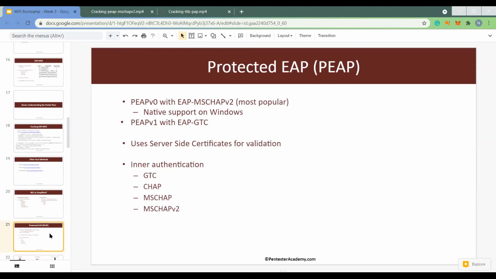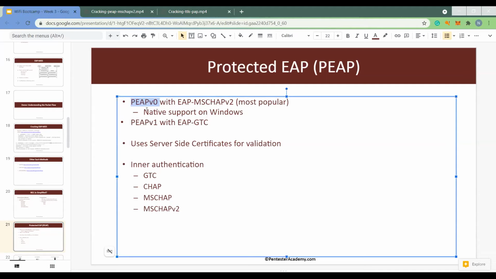So first, let's talk about PEAP, which stands for Protected EAP. EAP again is Extensible Authentication Protocol. In PEAP, you will see PEAP v0 and PEAP v1 as two variants. PEAP v0 is used with EAP MS CHAP v2. Because MS CHAP v2 was a protocol from Microsoft, PEAP v0 with EAP MS CHAP v2 is the most popular one. Why? Because it was natively supported on Windows, and we know that Windows is the most popular operating system as of now, right? So it is the most popular one, and it is secure as long as you follow all the guidelines. Then similarly, you will also see some cases where PEAP version 1 will be used with EAP GTC.